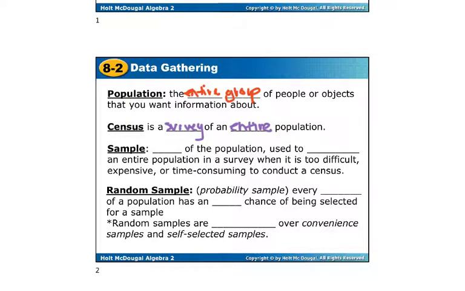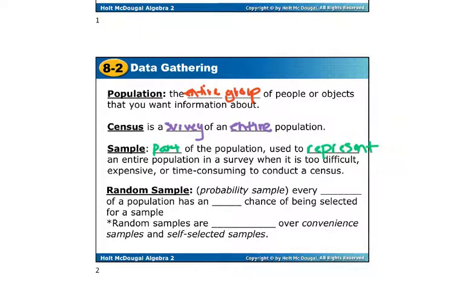So anyway, we have our sample, and the sample is only part of the population. So a lot of times they use this part of the population to represent an entire population because it's too difficult, expensive, time-consuming, whatever it is, to conduct a census, which is why it's only done every 10 years here.